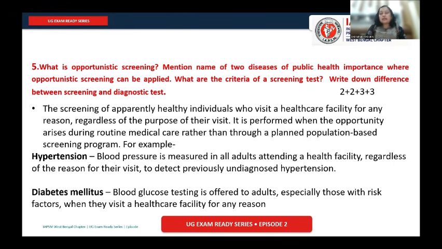Here, opportunistic screening is when the patient has come for some other reason, but you can screen certain diseases. For example, like hypertension, diabetes mellitus. Maybe the patient has come for something else, but you just check the BP and you check the blood sugar. So you can screen for hypertension and diabetes. Just like any other screening, it is usually done so we can have a lead time and we diagnose the patients earlier.